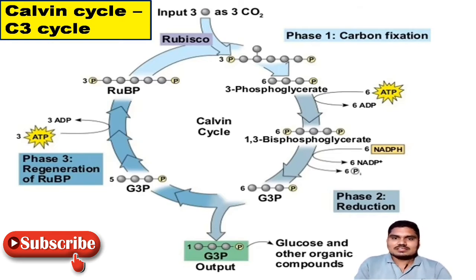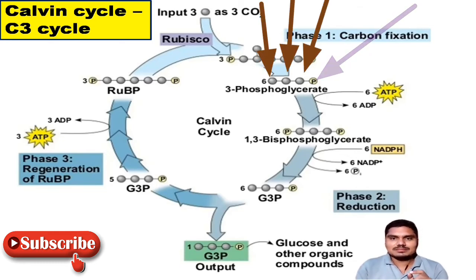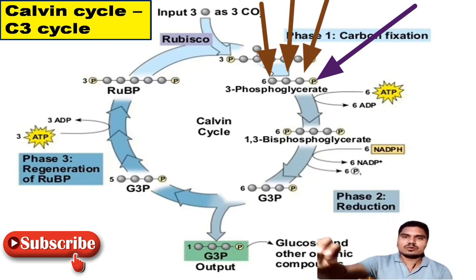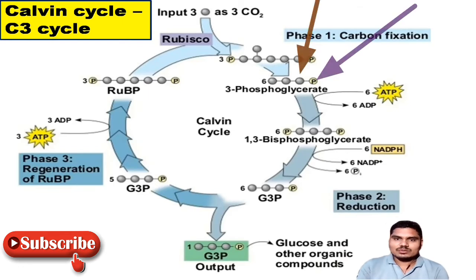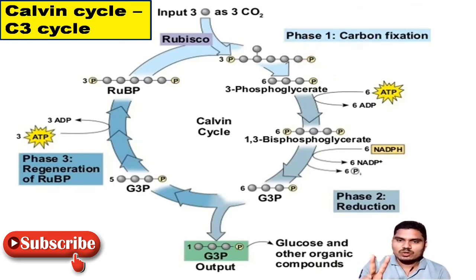That is called 3-phosphoglycerate. Why is it called 3-phosphoglycerate? Because the phosphate group is attached at the 3rd carbon atom. Here it is the 1st carbon atom, 2nd carbon atom, and 3rd carbon atom. The phosphate group is attached at the 3rd carbon atom. Like this, they produce 2 molecules in the first cycle.